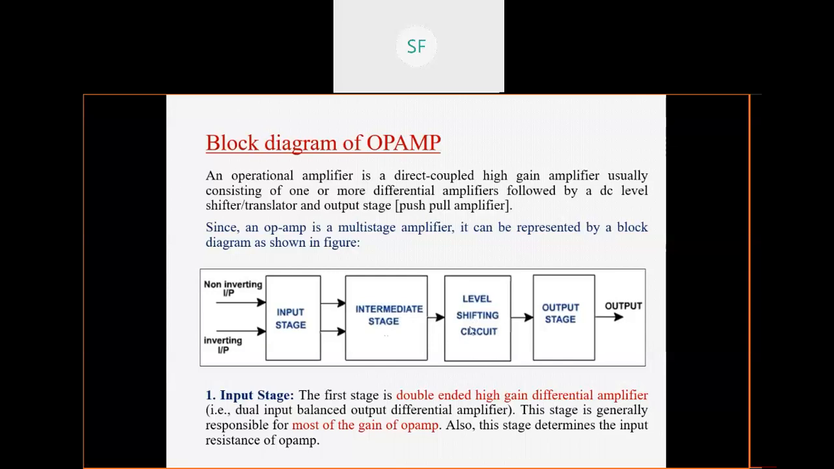Then there comes the third stage, that is the level shifting circuit. What happens between the first stage and the second stage? We have used direct coupling. What do you mean by direct coupling? That no electronic component is used for the coupling. So directly the output of the input stage is given to the input of the intermediate stage. This is called direct coupling. So what happened due to this direct coupling? That DC will be amplified. The DC signal will be amplified, and hence the level will shift upward.